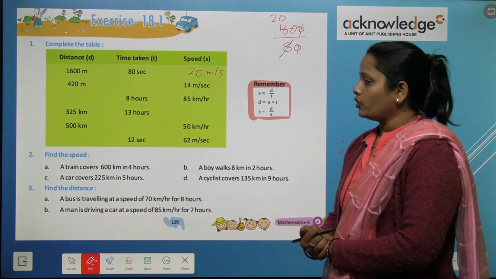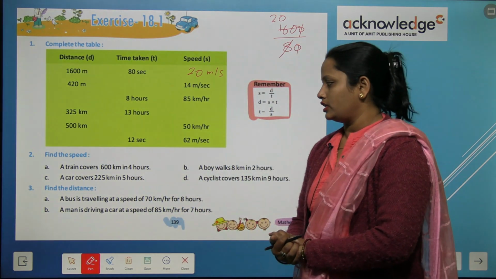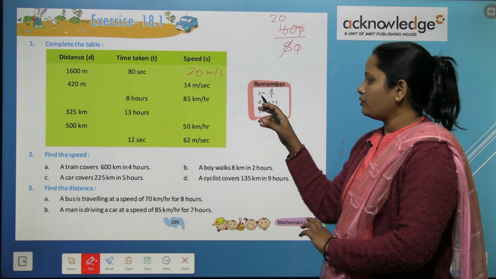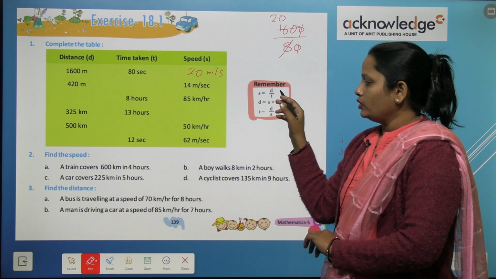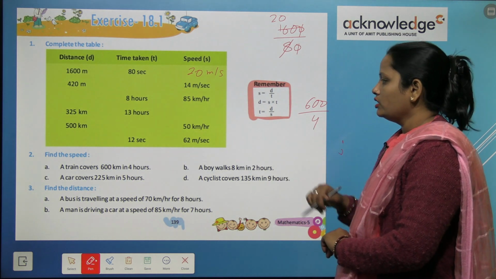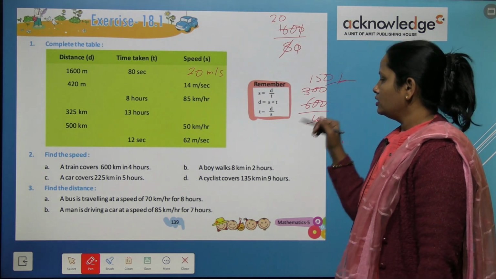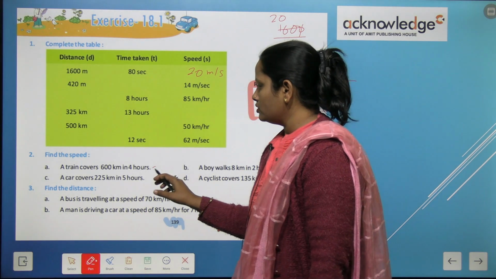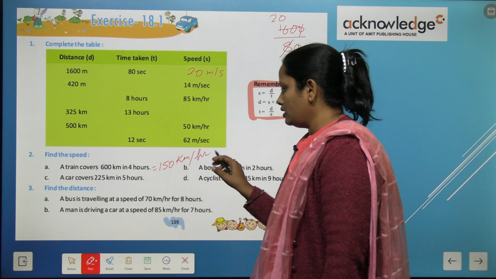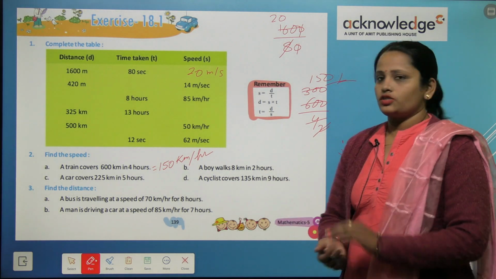Now, let's move on to question number 2. Find the speed. Speed हमें find out करनी है. A train covers 600 km in 4 hours. So we know that the actual distance is 600 km and the time is 4 hours. So let's calculate this. The speed is 150 km per hour. I hope this is clear to you. So similarly, children, you have to do the rest of the questions that are given here.